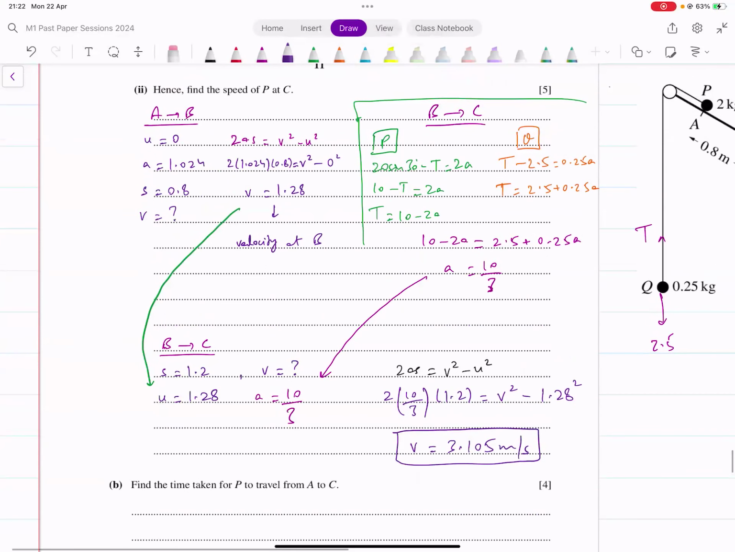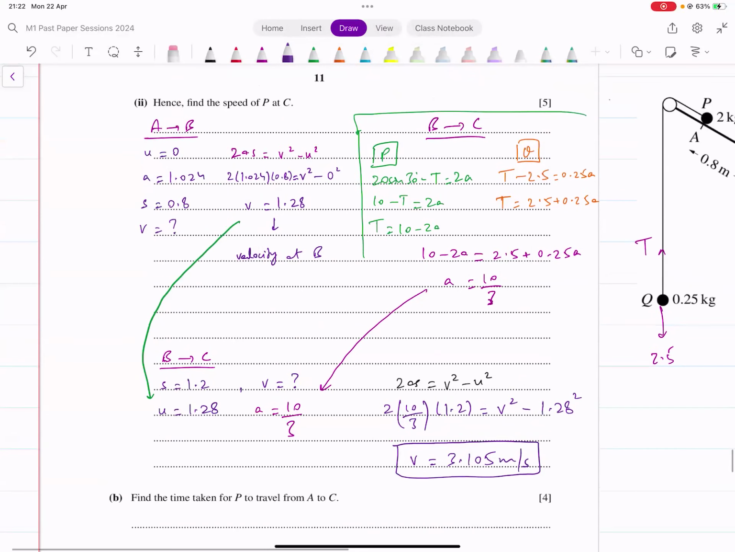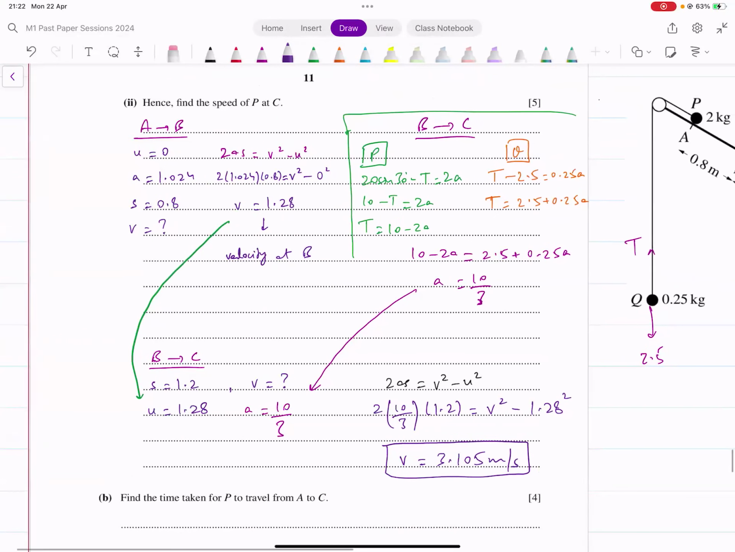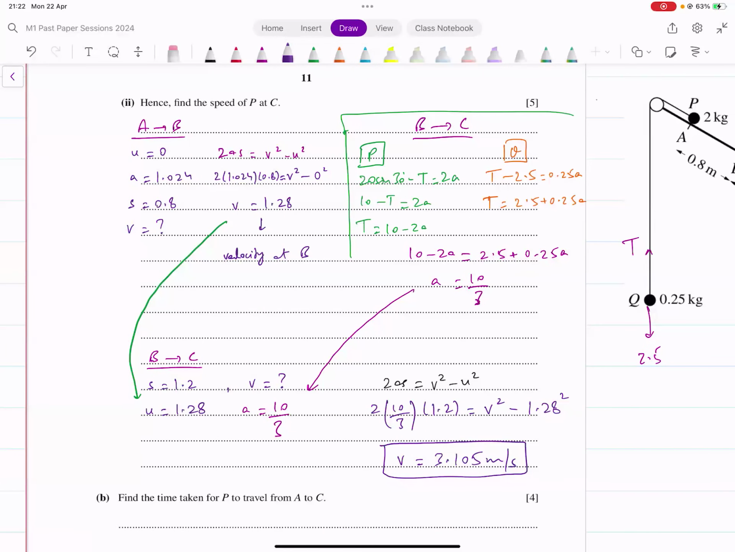And that is kind of tricky because you have to find acceleration in the second part again by using Newton's second law of motion again. But that's how you would do it. Make sense? No problems? Okay, good. Now let's look at the last part.